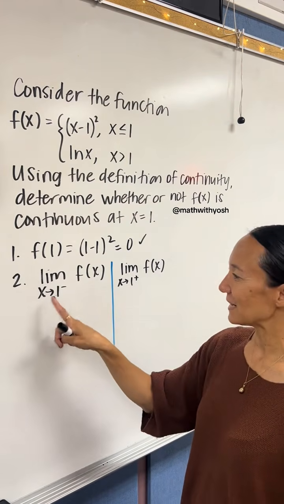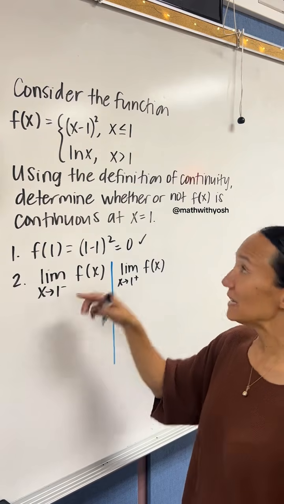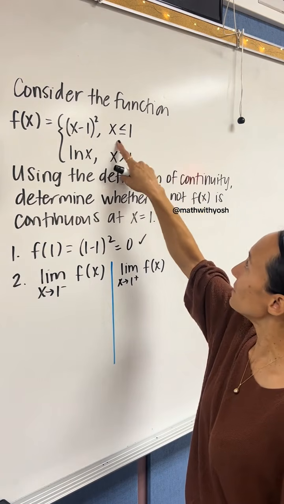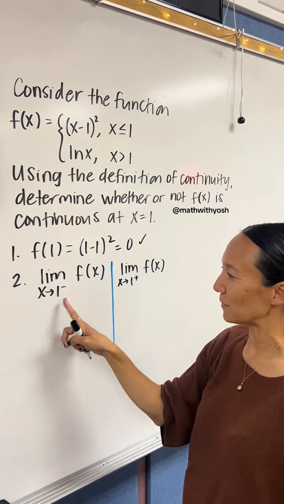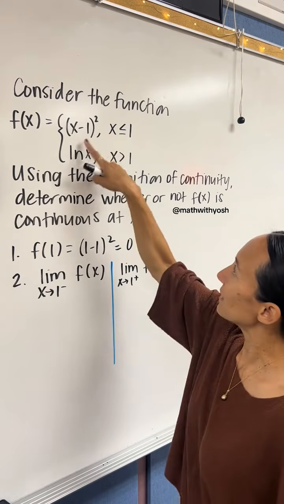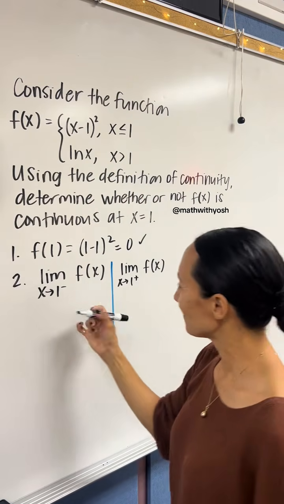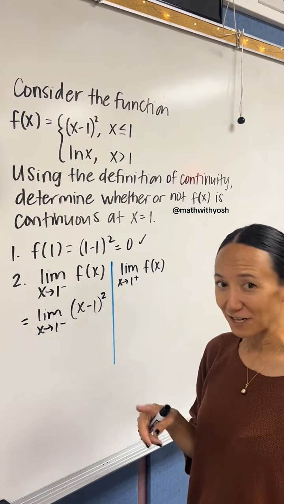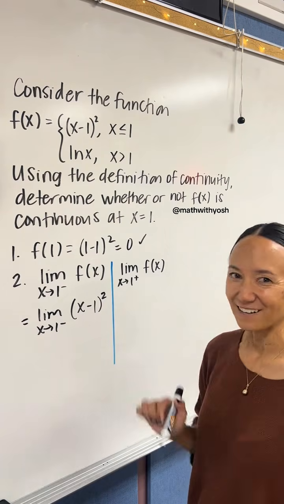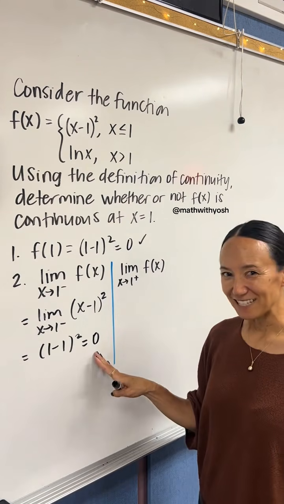Starting over here, it says the limit as x approaches 1 from the left. So looking at these inequalities, that would be this top one. x less than or equal to 1 describes approaching the values of 1 from the left. So that means we're going to plug in the quadratic right here. And if I were to distribute this out, you'd get a polynomial, and according to the direct substitution property, we can plug the 1 right in. So you end up getting 0.